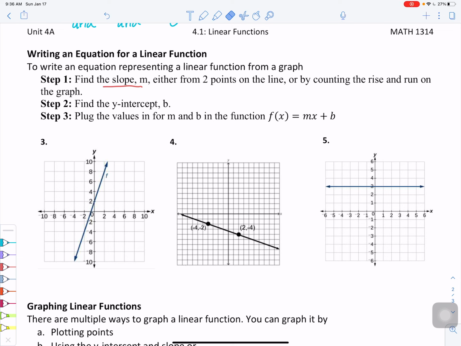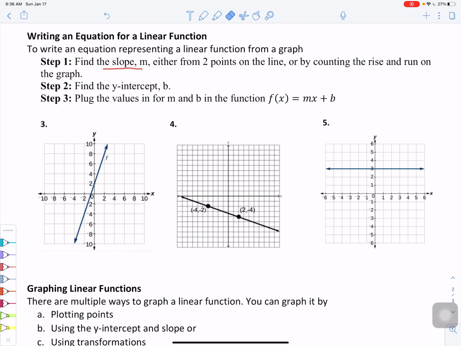This is section 4.1, linear functions, part 2, and we'll begin with writing an equation for a linear function. To write an equation representing a linear function from a graph, we'll be given a graph, the first thing we need to do is find the slope. We can find the slope either from 2 points on the line or by counting the rise and the run on the graph. The second thing we'll do is find the y-intercept, b. And the third thing we'll do is plug in the values for m and b into this function, f of x equals mx plus b.